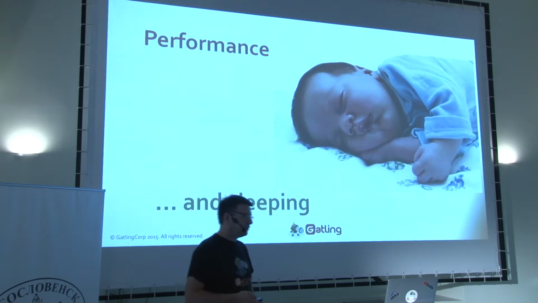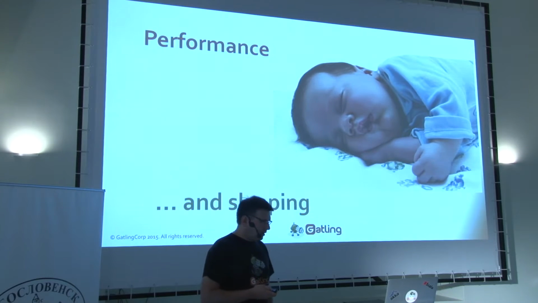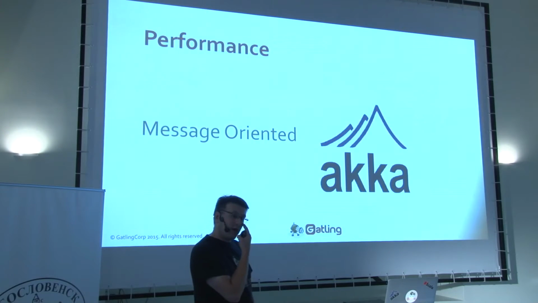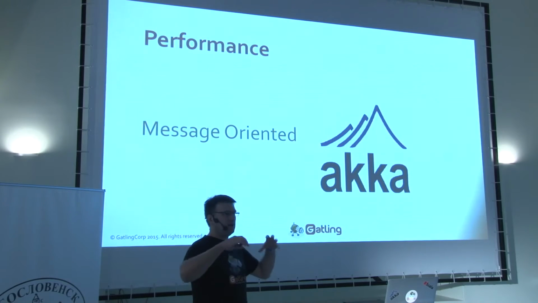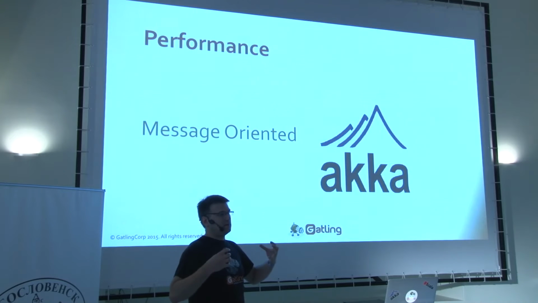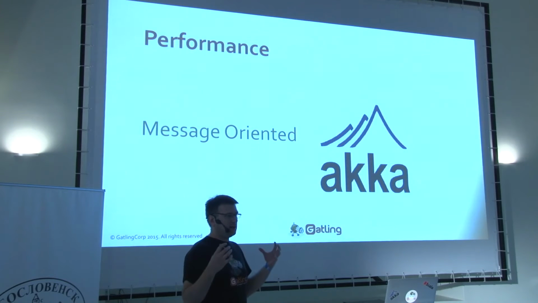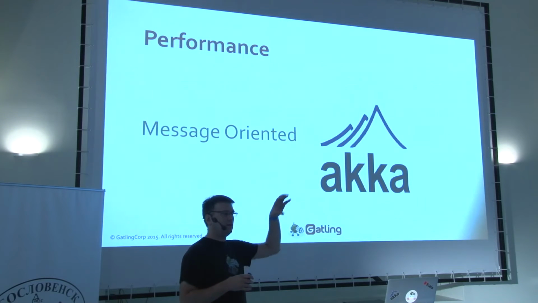So I wanted to come up with a better architecture. For Gatling, I went with the actor model implemented in Akka. Basically, Gatling is message-oriented. In Gatling, the virtual users are not threads. They are just messages that are passed, that are put inside a workflow.